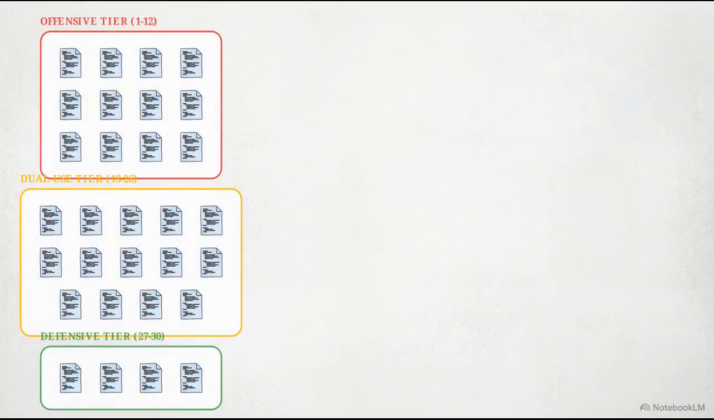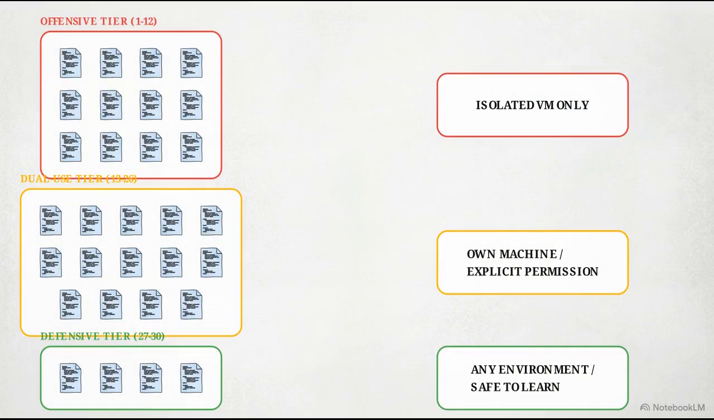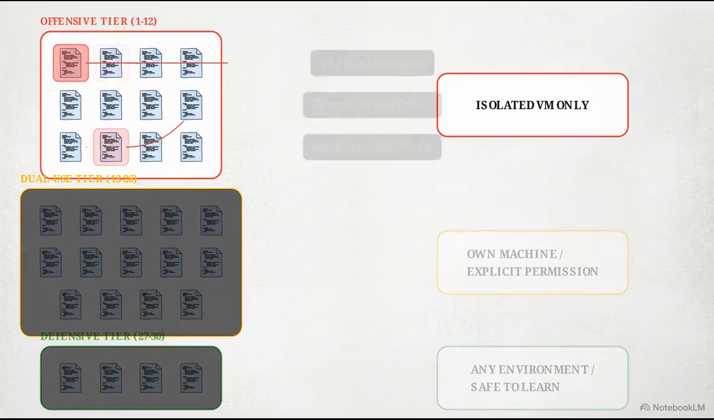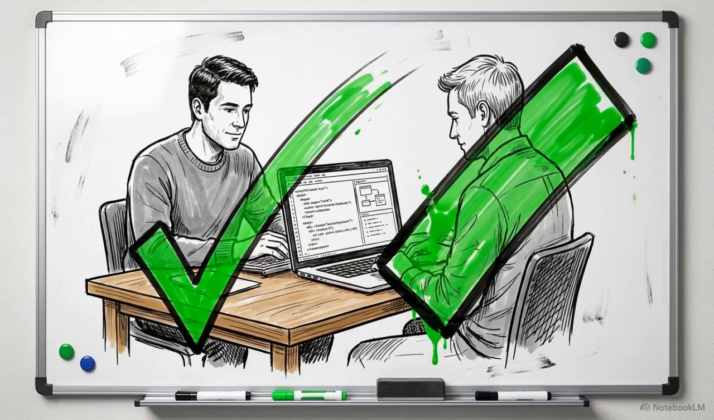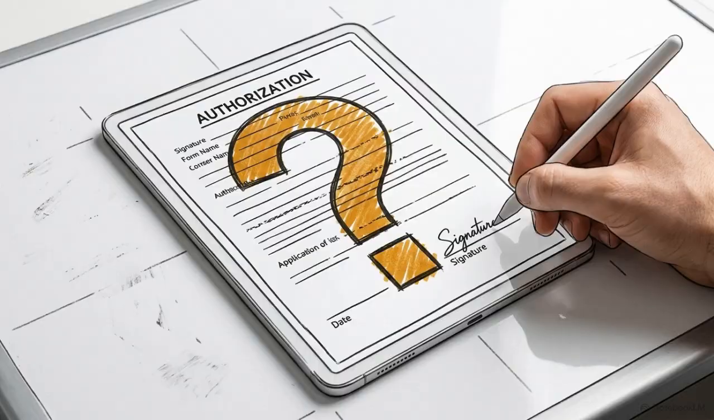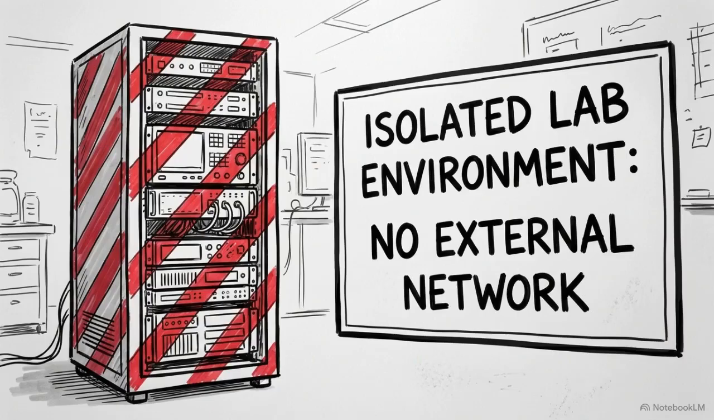Looking at this complete 30-script grid, the taxonomy makes one thing clear. The threat tier dictates the required testing environment. Defensive scripts are your open playground, ideal for unrestricted learning and safe system management. Dual-use scripts are powerful administrative tools that demand explicit, written permission before execution. And offensive scripts must be permanently quarantined in an isolated testing lab.